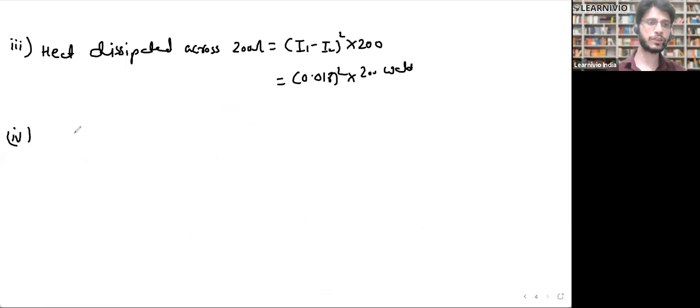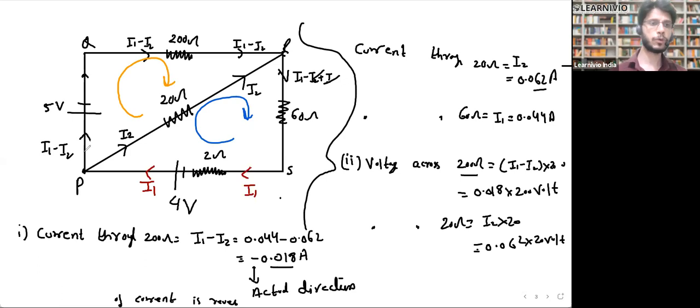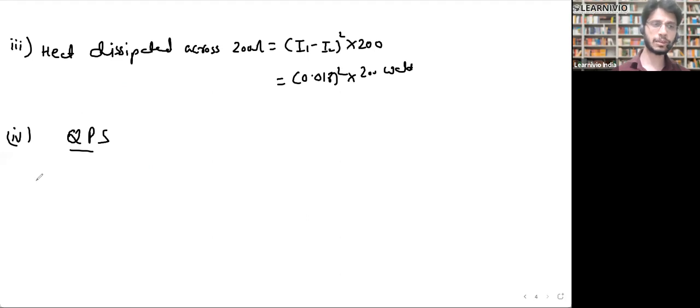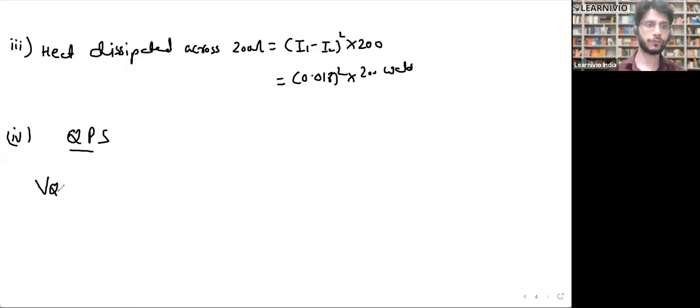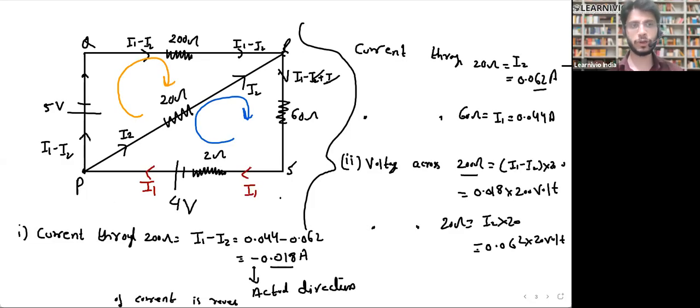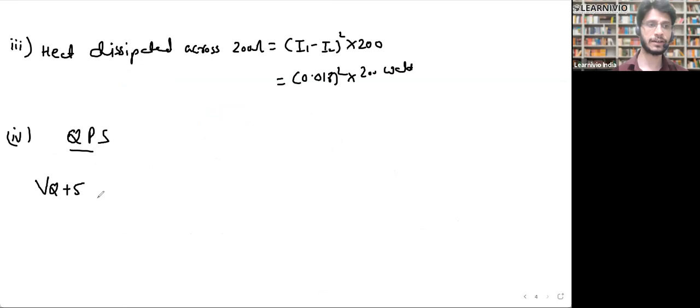So to get the potential difference, I'm choosing this path from Q, P, S. I will go from Q to P and then P to S. When I'm starting from Q, let's put the potential of Q as VQ. When I'm going from Q to P, I'm moving from lower to higher terminal of the cell. That means this is rise in potential. We take the rise as positive. So we write this as +5. When we move from P to S, this is cell of 4 volt. I'm going from high terminal to lower terminal. That's fall in potential. So I'll take this as negative, -4.